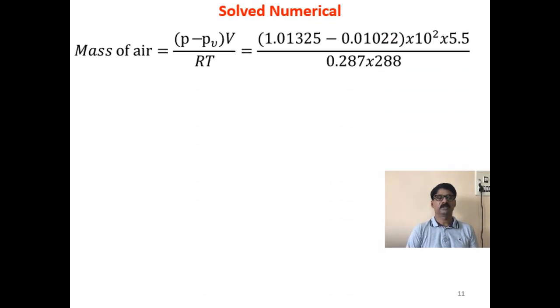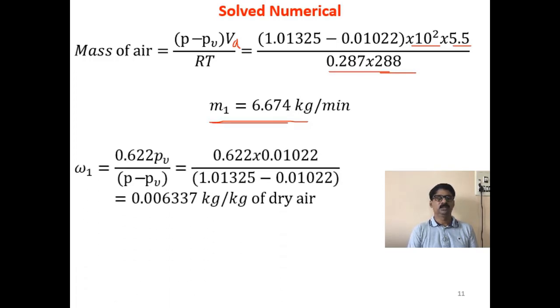Now the mass of air is PA into VA by RT. So it is 1.01325 minus PV, into 10 to the power 2 for conversion into kilopascal, into the volume flow rate of air, VA, and R and T, where 15 degrees Celsius is 288 Kelvin. If you substitute, the mass flow rate of air for stream 1 will be 6.674 kg per minute. Omega 1, the specific humidity of stream 1, is 0.622 PV divided by P minus PV. After substitution you will get 0.006337 kg per kg of dry air.